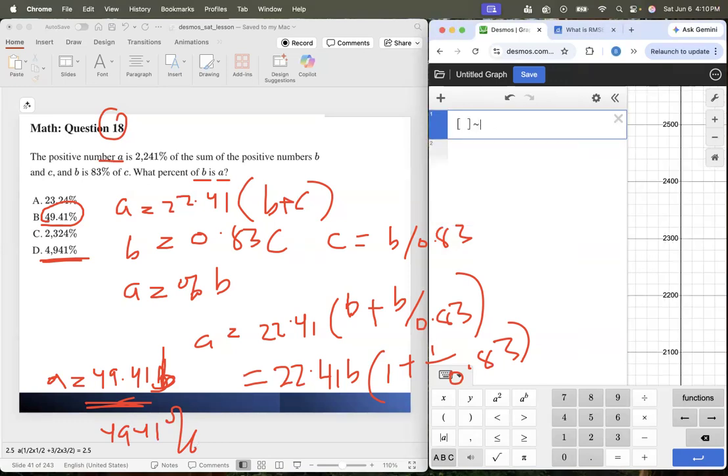To put our bracket, regressing, and then we put it here. First, we say what? A is what? 22.41% of what? The sum of B plus C. That's the first thing. Then we said B is what? 83% of C. Then the third function is what? A is what percent of B?